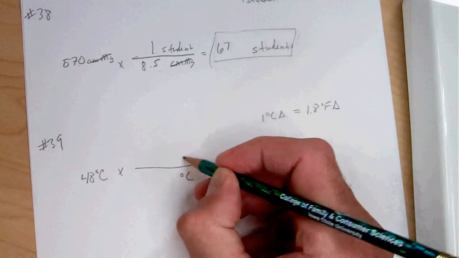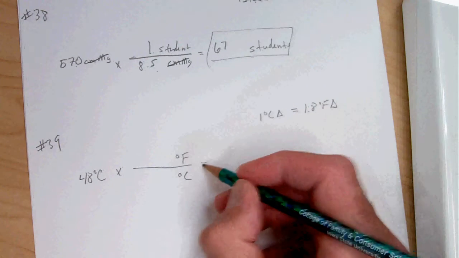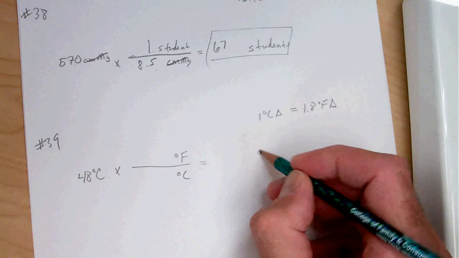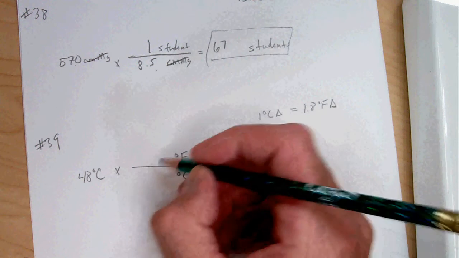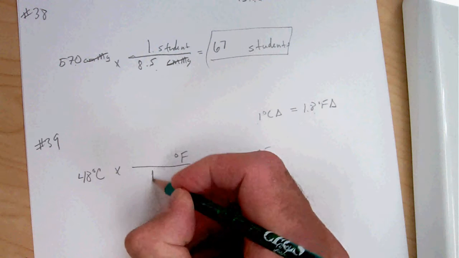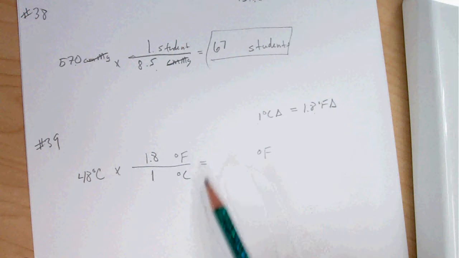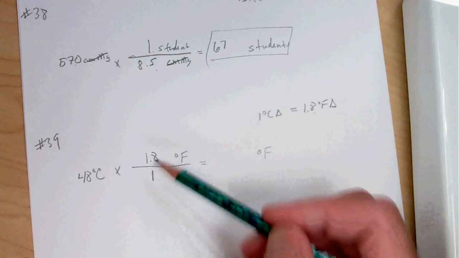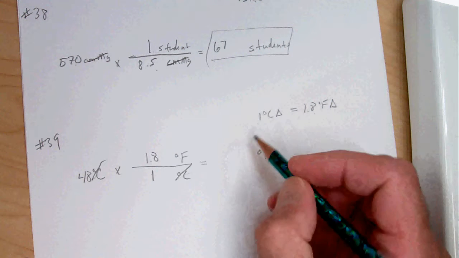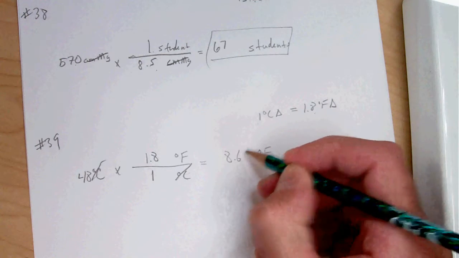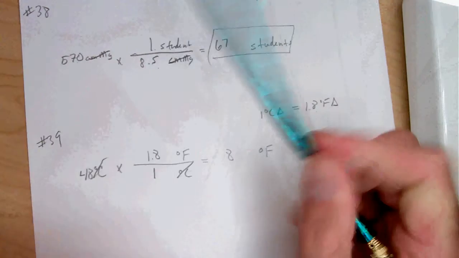I'll put my degrees Celsius in the bottom, degrees Fahrenheit in the top. That's going to cancel degrees Celsius and give me degrees Fahrenheit. So I know the relationship. It's right there, 1 to 1.8. One of the things I oftentimes tell students is write your units in first, then go back and write your numbers in. A lot of people accidentally flip these things over and it creates problems for them. So this answer is 48 times 1.8. Degrees Celsius are canceled, and I'm left with 86.4 degrees Fahrenheit.